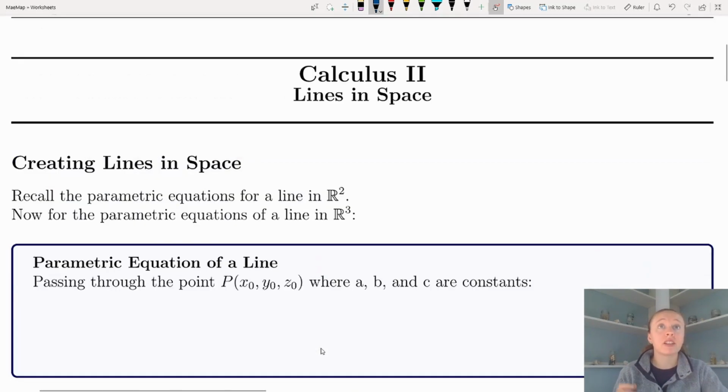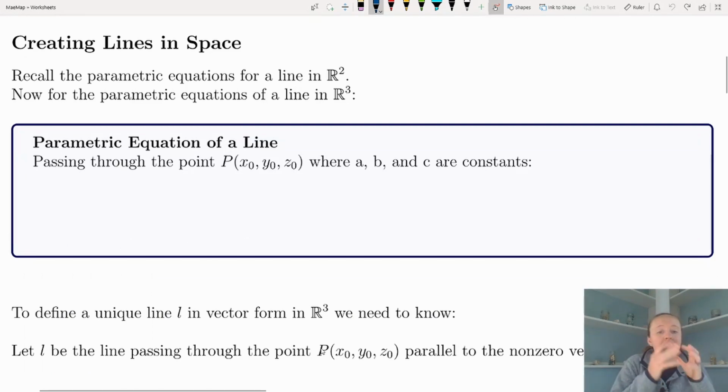in R2. So R2 is that two-dimensional line, and for the parametric equation we had x as some function of t, and we also had y as some function of t. And for a line, as opposed to a line segment, t went from negative infinity to infinity.